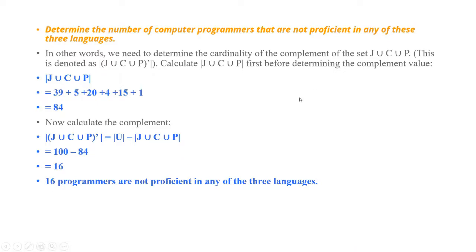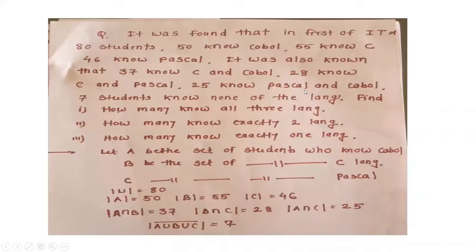Next question. It was found that among the first year IT students, that is 80 students, 50 know COBOL, 15 know C language, 46 know Pascal. It was also known that 37 know C and COBOL, 28 know C and Pascal, 25 know Pascal and COBOL. 7 students know none of the languages. Find how many know all three languages, how many know exactly two languages, and how many know exactly one language. First of all, you have to write down the given data.